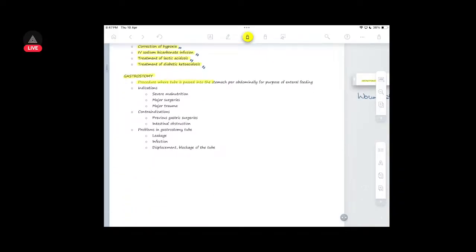Gastrostomy is a procedure where a tube is passed into the stomach abdominally for the purpose of enteral feeding. Indicated in severe malnutrition, major surgeries, major trauma. Contraindicated in previous gastric surgeries and intestinal obstruction. Problems in gastrostomy tube, you have leakage, infection and displacement and blockage of tubes.